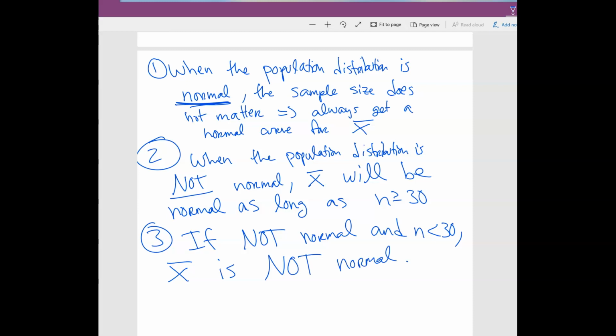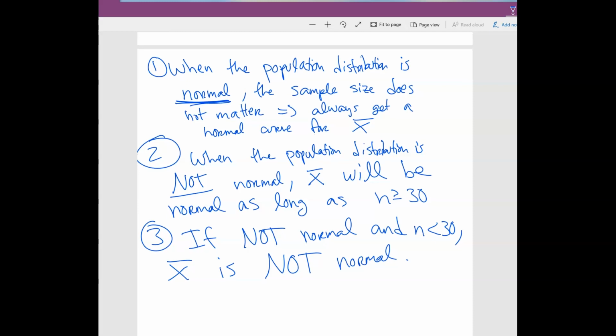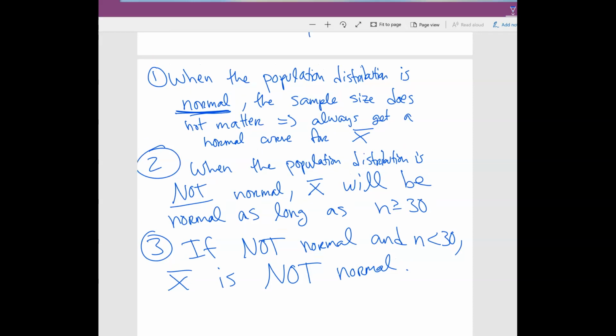Okay, so this is going to be really important because we'll do a couple problems in the next video on how to identify when we can use the central limit theorem or not. So the sweet spot here is that n has to be greater than or equal to 30 in order for me to get a normal curve.